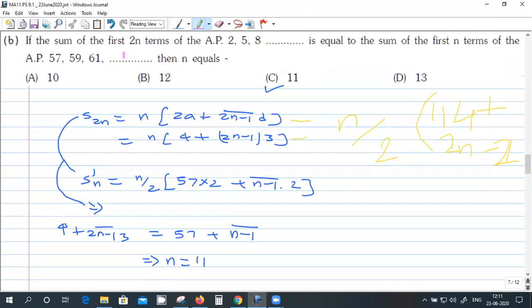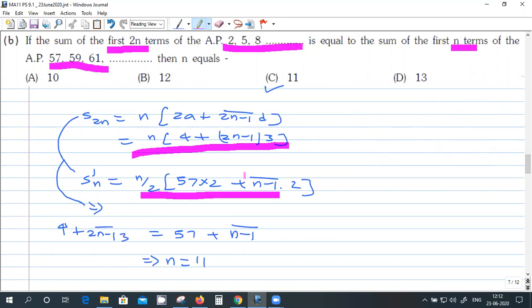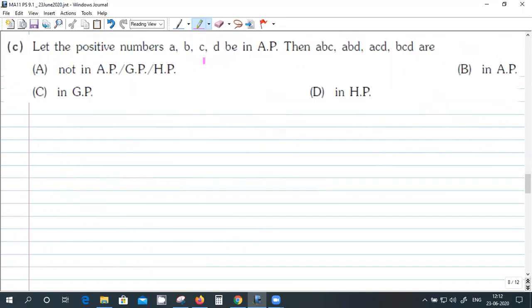Sir, 11. 11 is the answer. Yeah, this first two in terms of this series. Okay. So that was one easy question, and we've done this question in 10th also.